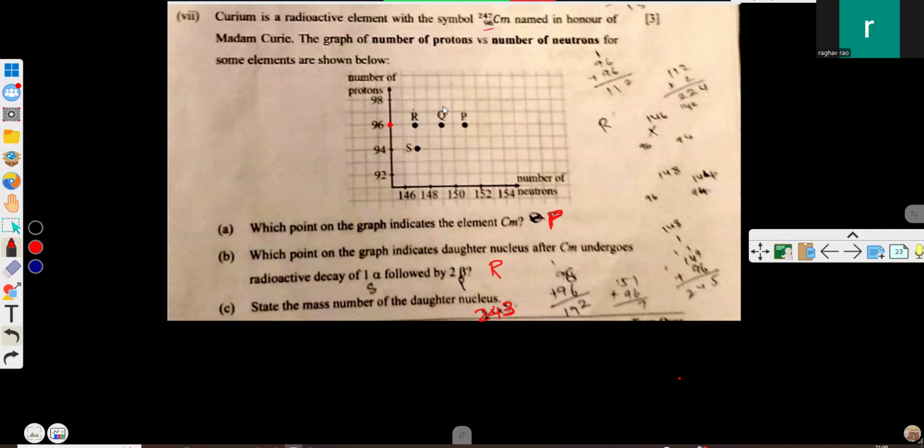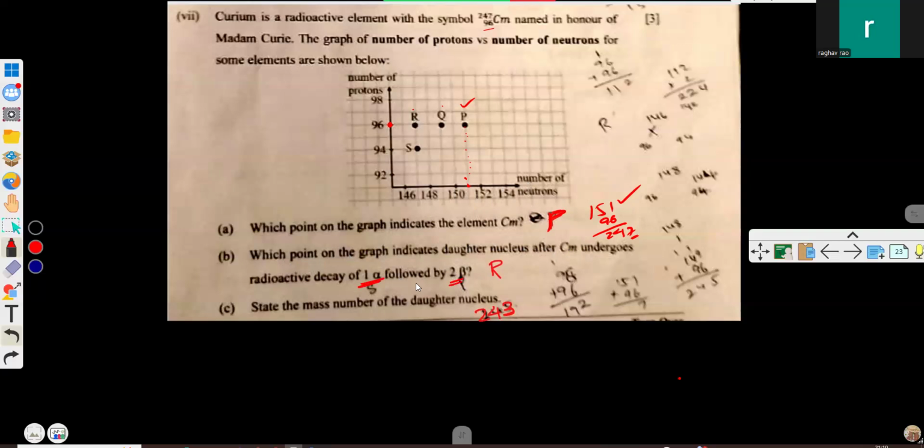Three points are there, R, Q, P. So out of these three, which has the mass number 247? The number of neutrons would be 151. So that would be P. The number of neutrons, 151, plus 96 is going to give you 247. So 151 neutron number is with P.